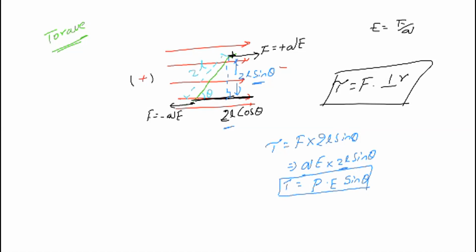Now, there are some special cases here. If theta is equal to 0 degrees, that means the dipole is parallel with respect to your electric field.